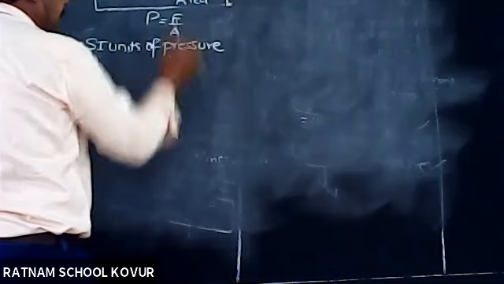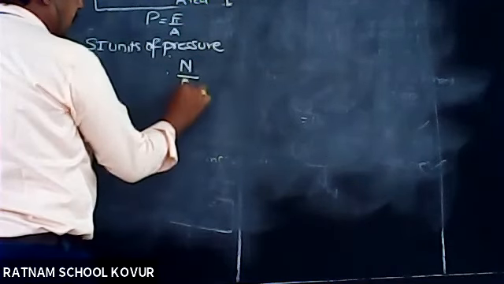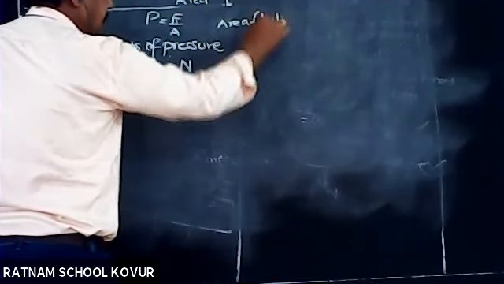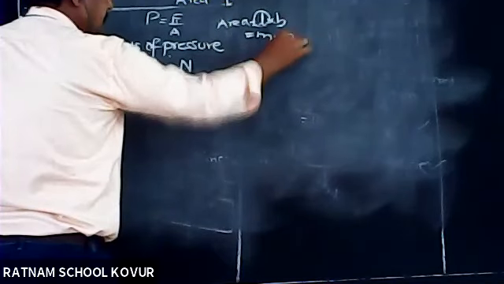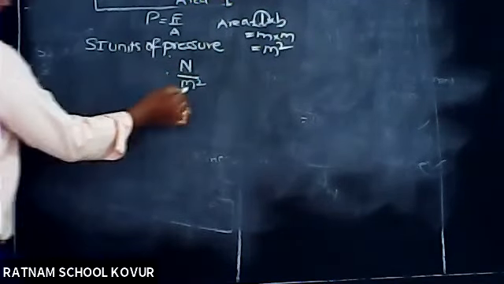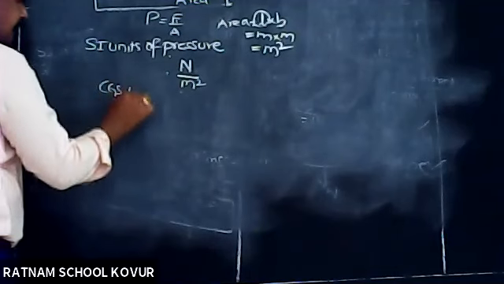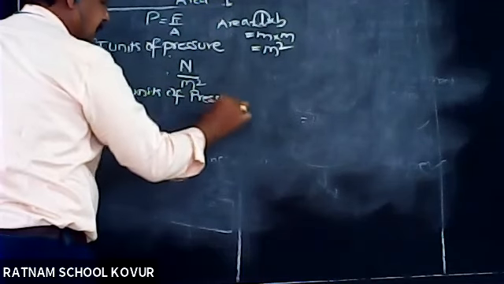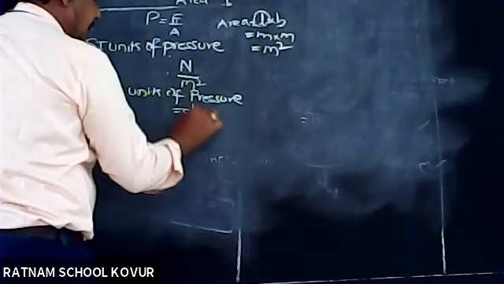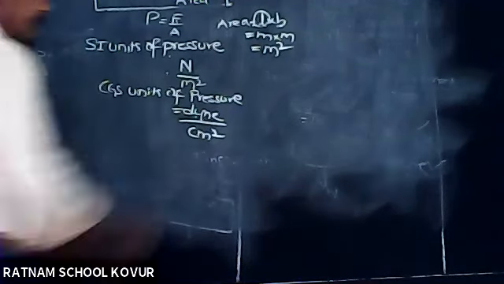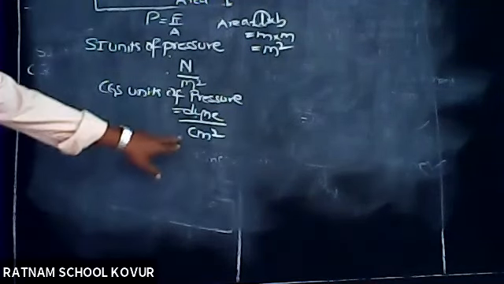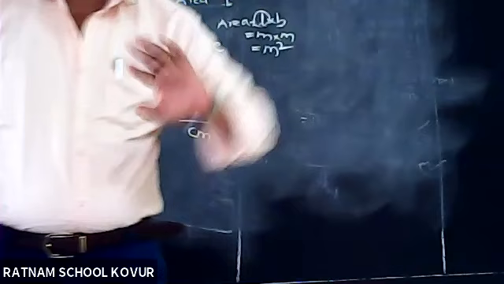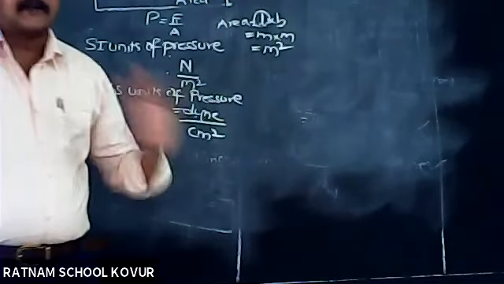So SI unit of force is Newton. SI unit of area, meter square. Area formula: length into breadth. Length is measured in meters, so meter square. So Newton by meter square. CGS units of pressure: dyne by centimeter square, because CGS unit of force is dyne. CGS unit of area is centimeter square. Centimeter square area means length into breadth, that means centimeter into centimeter.